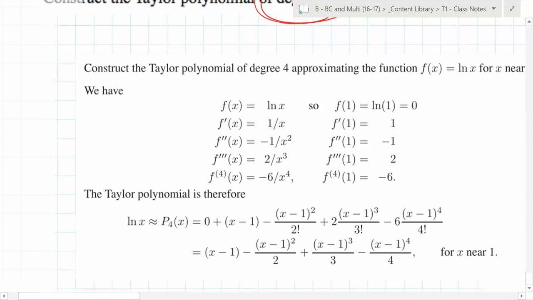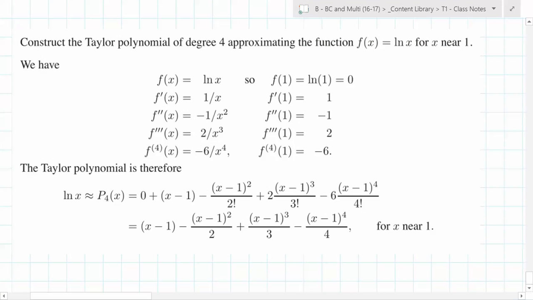So when you put it together, instead of x to each power, it's x minus 1. So it starts with 0. So it's 0 plus x minus 1 minus x minus 1 squared over 2, x minus 1 cubed over 3 factorial, with the 2 and the 6. Oh, very cool. Some of you missed some things here.